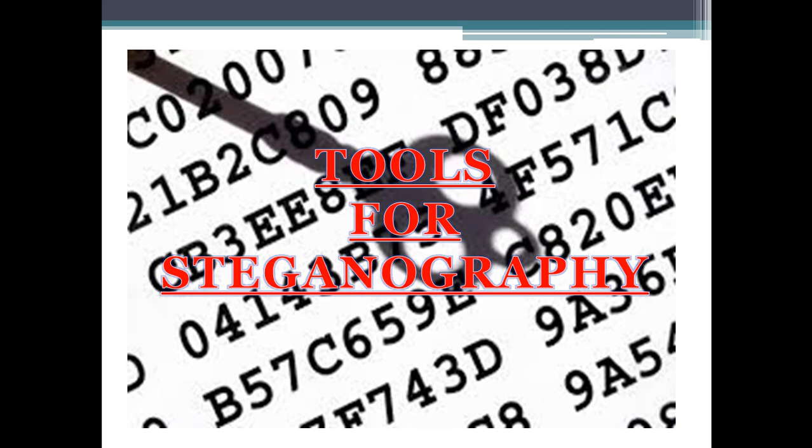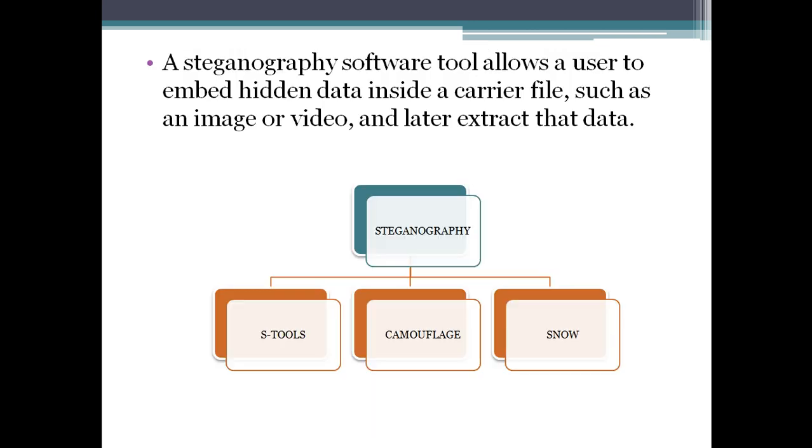Okay, you have explained to me that this is steganography, this is the mechanism behind it, how it is done, but how can I do it, how can we perform it? So the tools which are used to perform steganography, my friends, are S tools, camouflage and snow. Now mind you, there are other tools also, but I am going to explain the basic tools, and here I am going to explain two of them, that is S tools and camouflage.